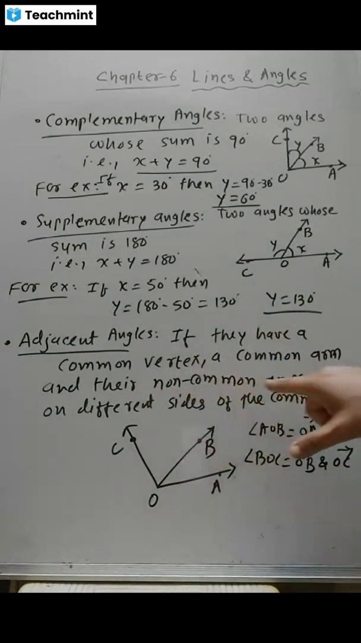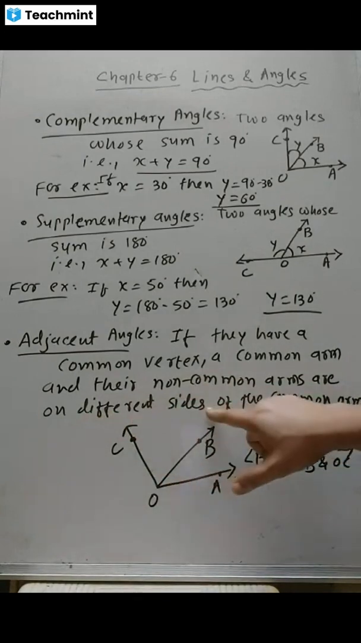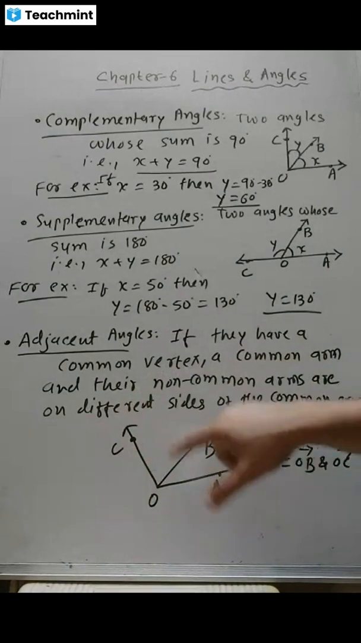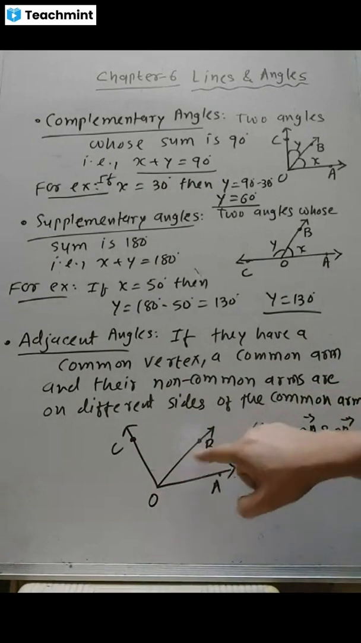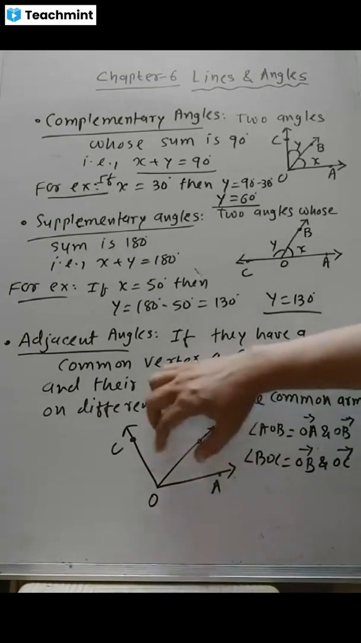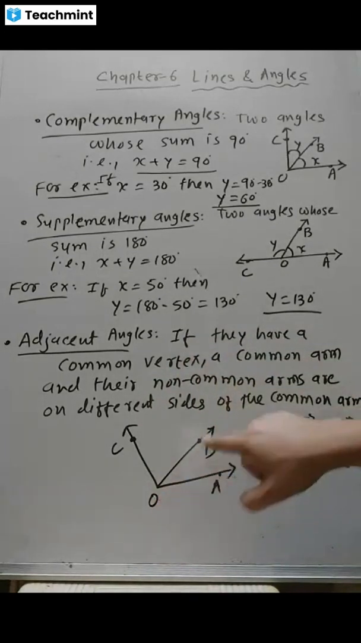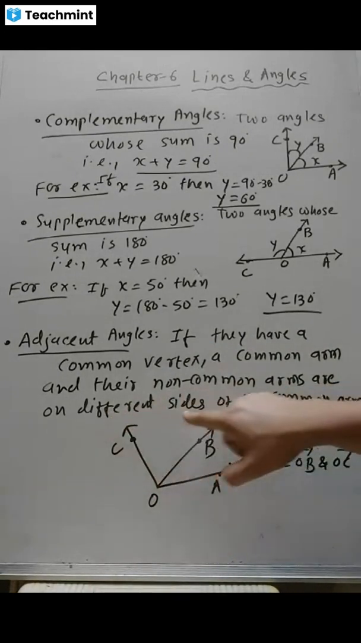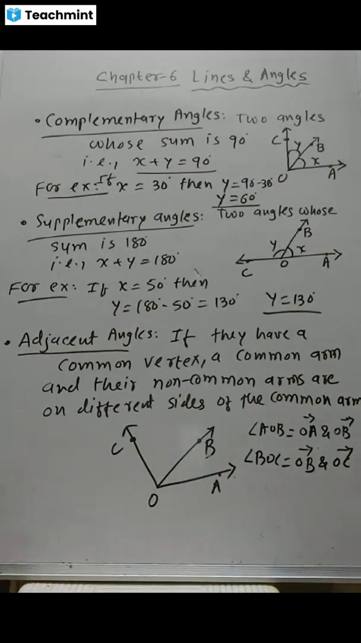And their non-common arms, which ones? Ray OA and ray OC are the non-common arms, on different sides. That is a right side and that is an upside, cross side of the common arm. The non-common arms should be on opposite sides of the common arm, not on the same side. The common arm is ray OB, and ray OA and ray OC are on different sides of the common arm.